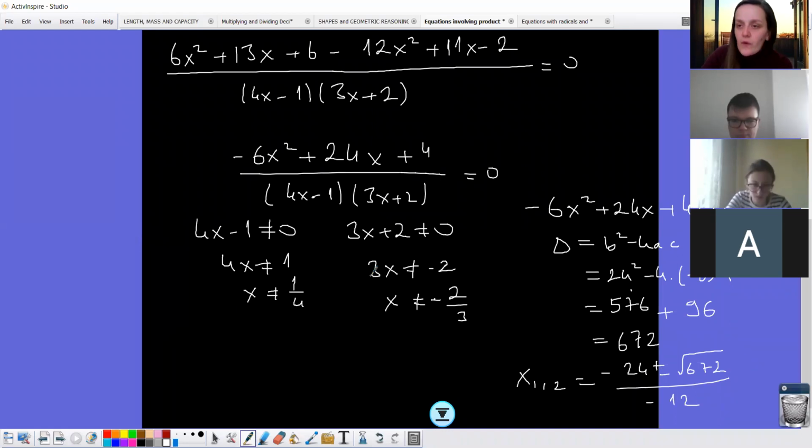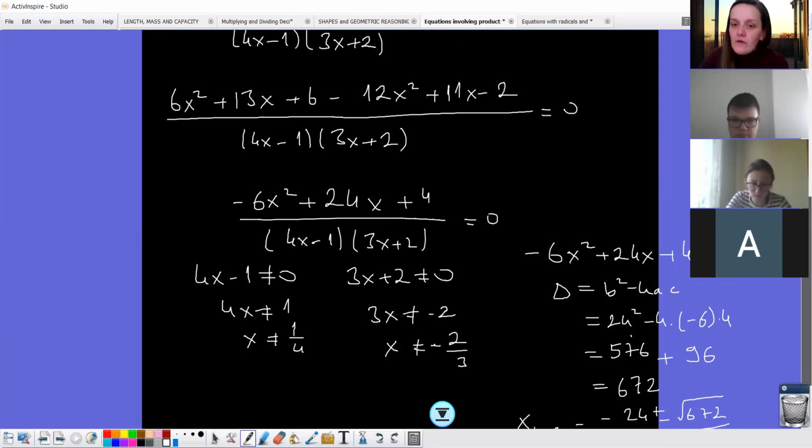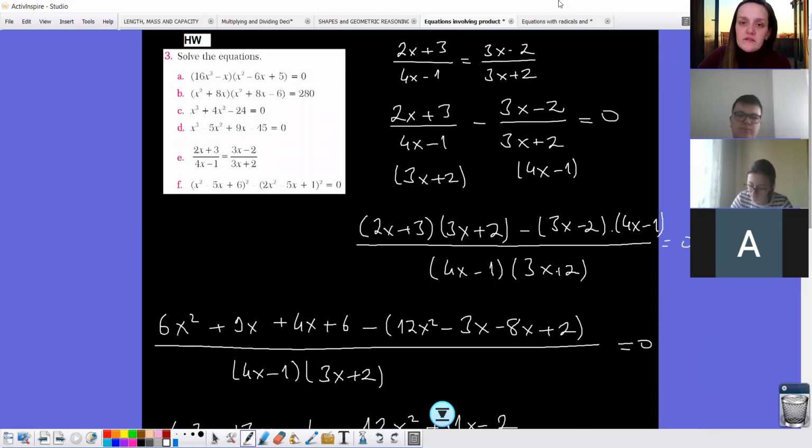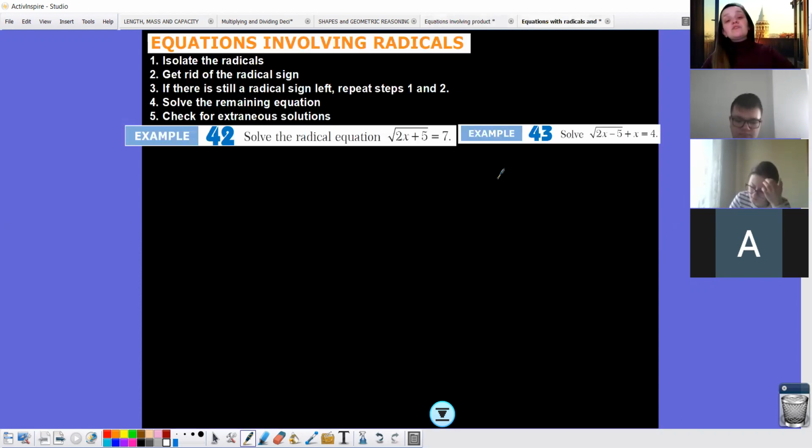Okay, I hope that it is understandable, and we are finishing the equations involving products and quotients. Today, we will have equations involving radicals.